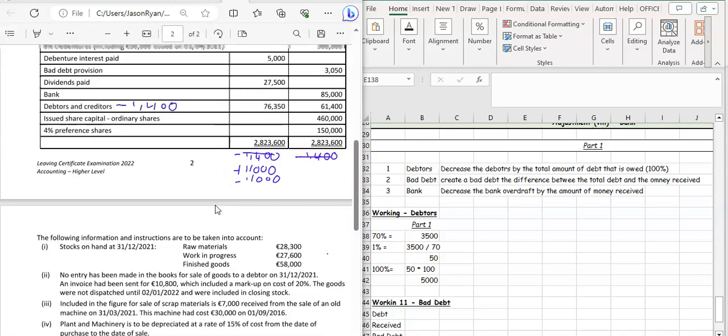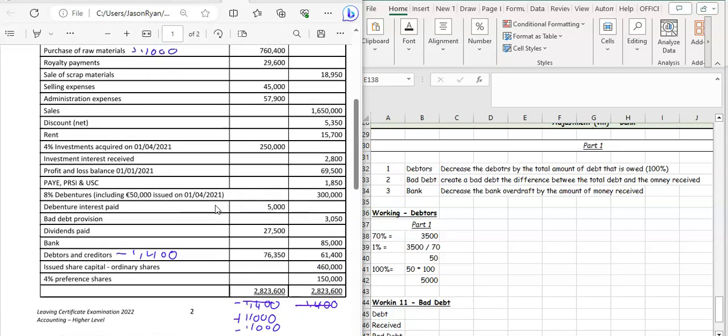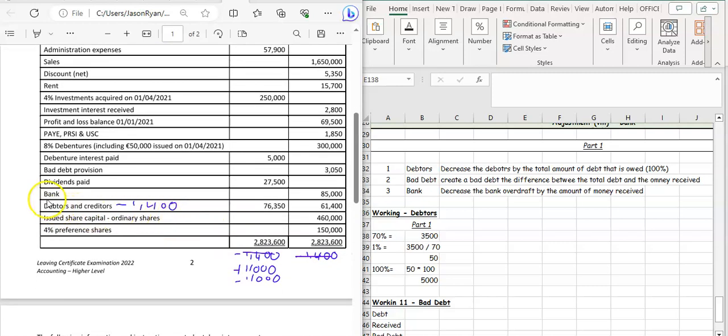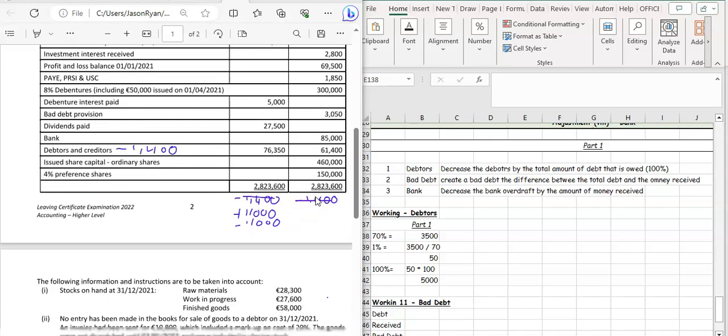So let's have a look and see in our bank account. Where is our bank account? Is it an asset or is it a liability? So bank, it's on the credit side. So if it's on the credit side, it's a liability. So that bank is a bank overdraft.